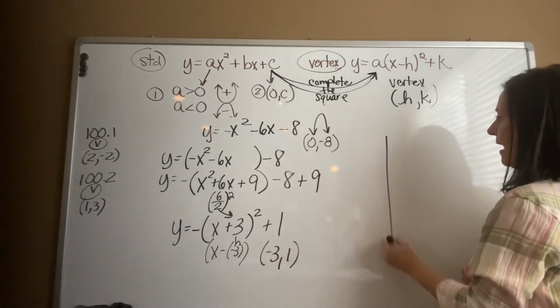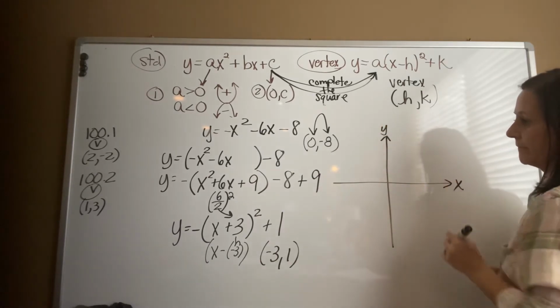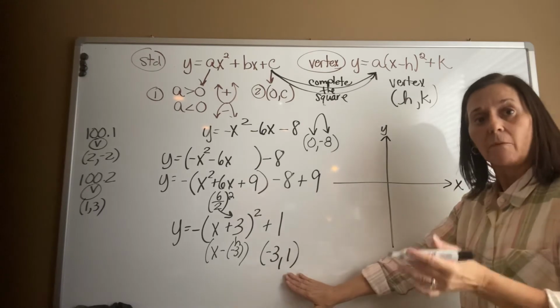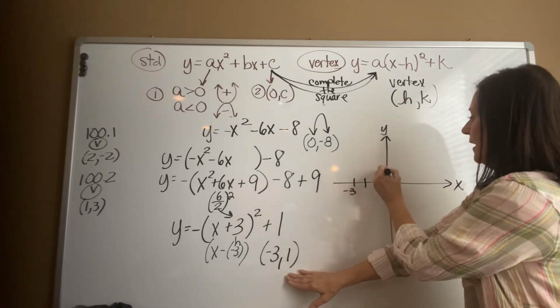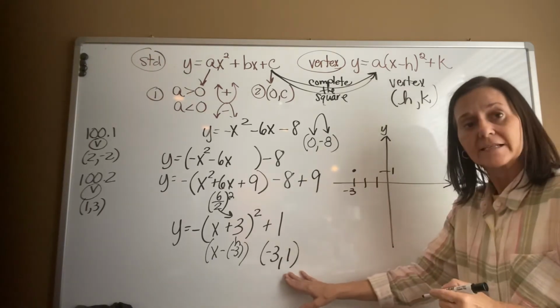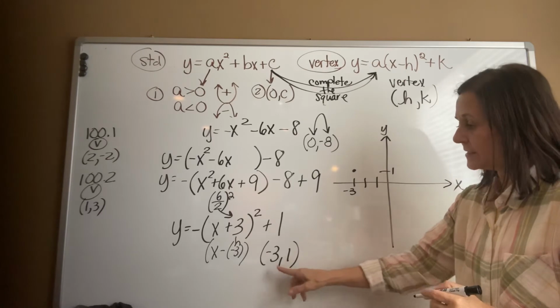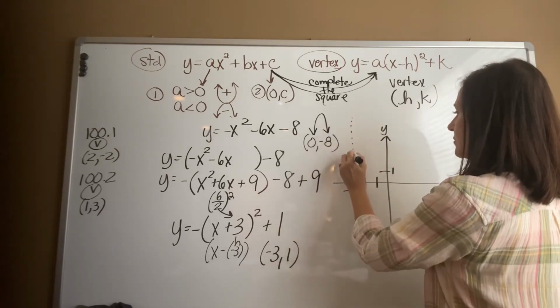All right. Now, when I graph it, I'm going to start with the vertex. We always start with the vertex. So it's going to be negative 3 and 1. What's my axis of symmetry? My axis of symmetry is that x equals negative 3. I'm going to draw that.